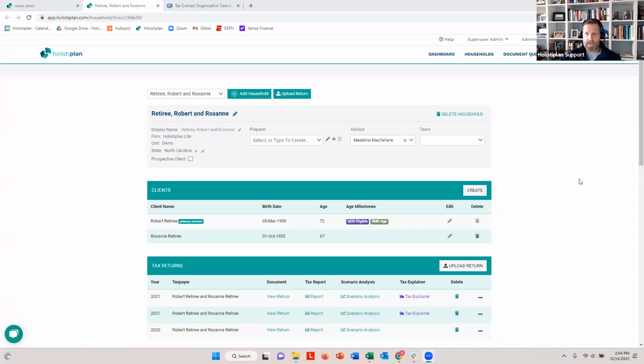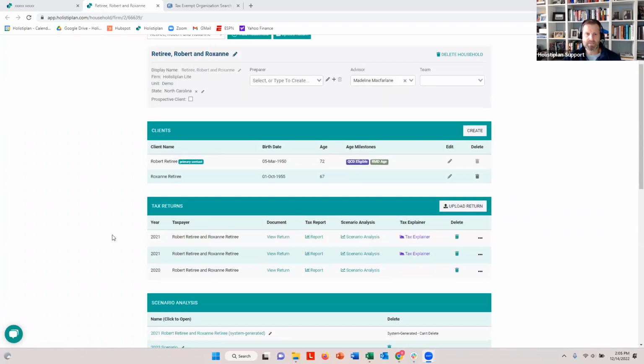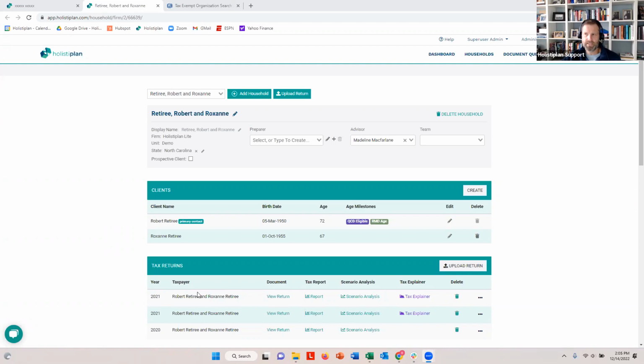I'm actually going to share my screen so that we can look at Holistiplan. This is one of our sample clients here. This is a retired couple, Robert, retiree, and Roxanne, retiree. I'm going to be using them because with these folks, we can appropriately show the two primary charitable contribution things, one of them being donor advised funds and the second being qualified charitable distributions.